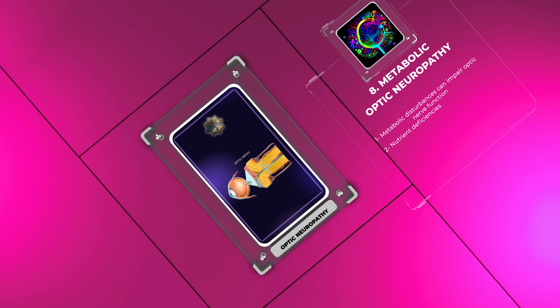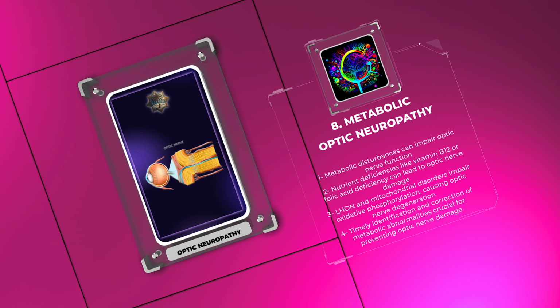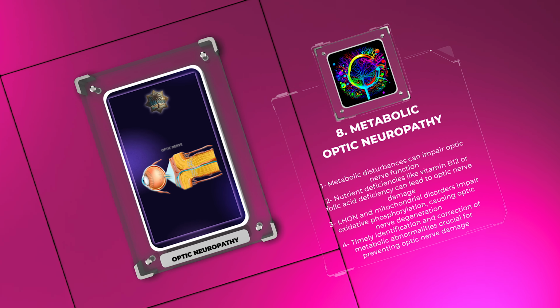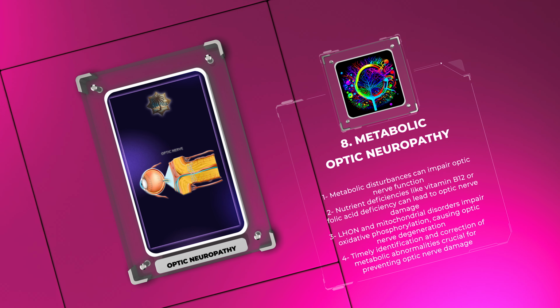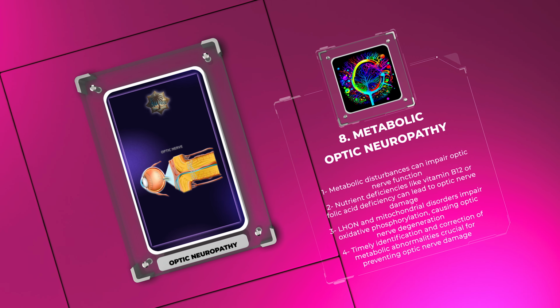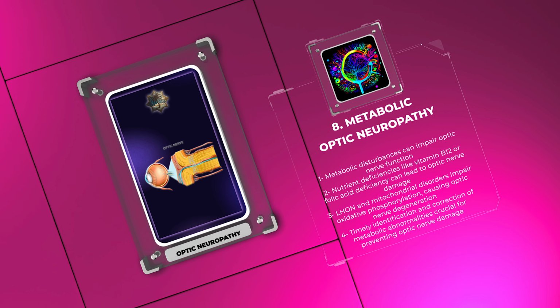Metabolic disturbances can impair optic nerve function, resulting in metabolic optic neuropathy. Nutrient deficiencies, such as vitamin B12 or folic acid deficiency, can lead to optic nerve damage and subsequent vision loss. Additionally, disorders like Leber hereditary optic neuropathy, LHON, and certain mitochondrial disorders can impair oxidative phosphorylation, leading to optic nerve degeneration. Timely identification and correction of metabolic abnormalities are crucial to prevent irreversible optic nerve damage and optimize visual outcomes in these cases.